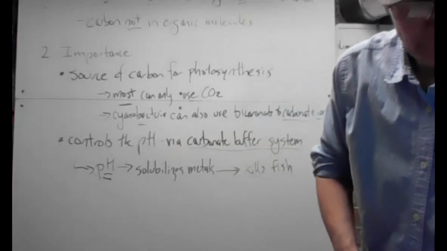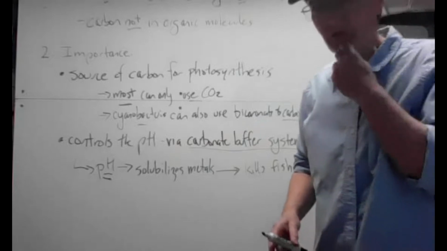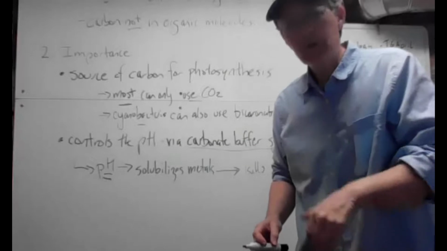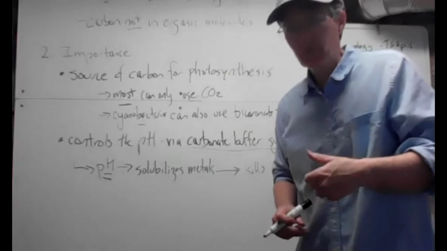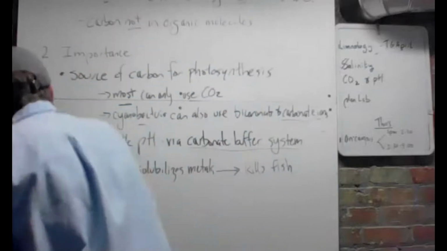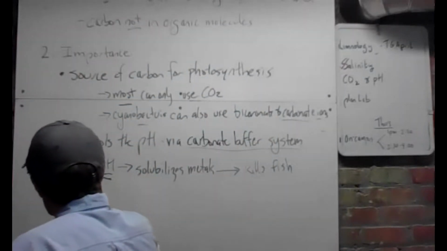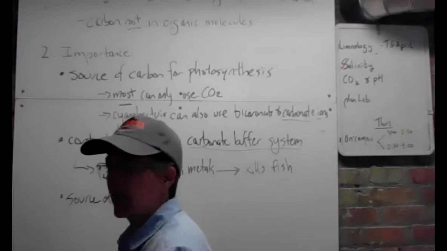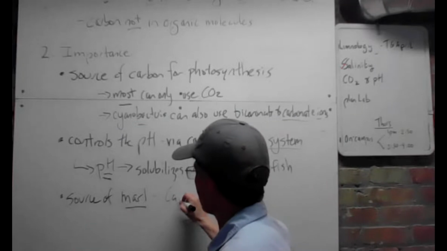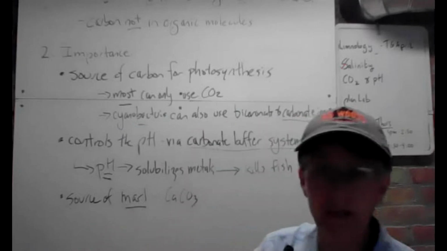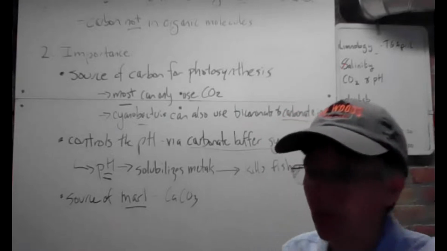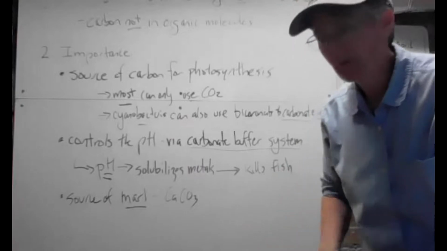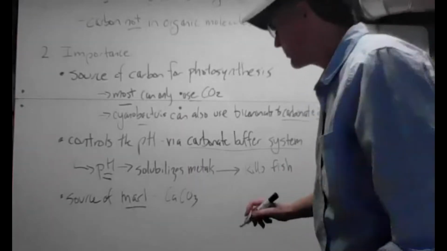I'm not really sure it's super important. Maybe it goes in the category of interesting, but the dissolved inorganic carbon is a source of marl. Now marl is calcium carbonate, or calcium magnesium carbonate. It's not super specific. And marl precipitates into the sediments of lakes. It has some economic importance.